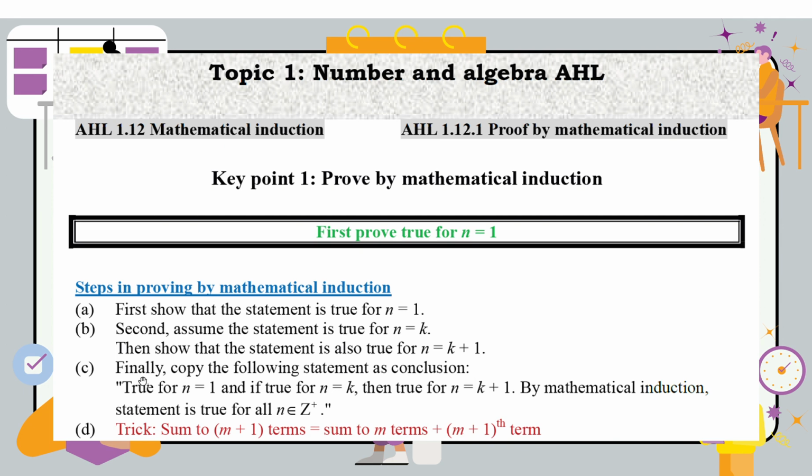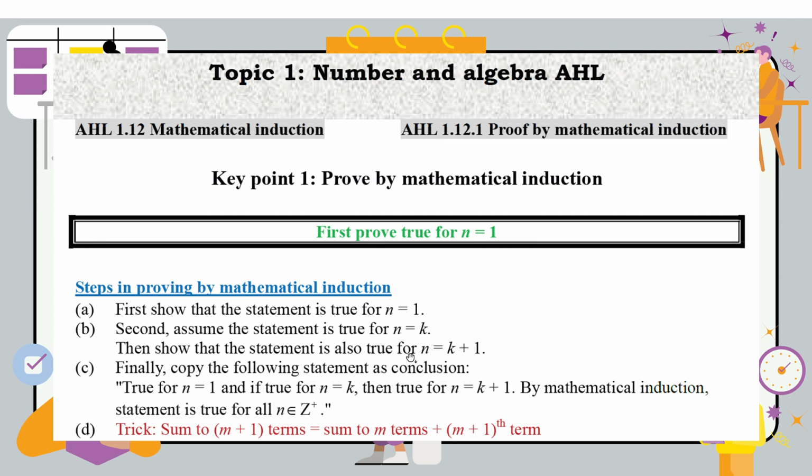Finally, copy the following statement as a conclusion. True for n equal 1, and if true for n equal k, then true for n equal k plus 1. By mathematical induction, the statement is true for all n belonging to the positive integers. That's it. Excellent. The trick is how to do the part: also true for n equal k plus 1.